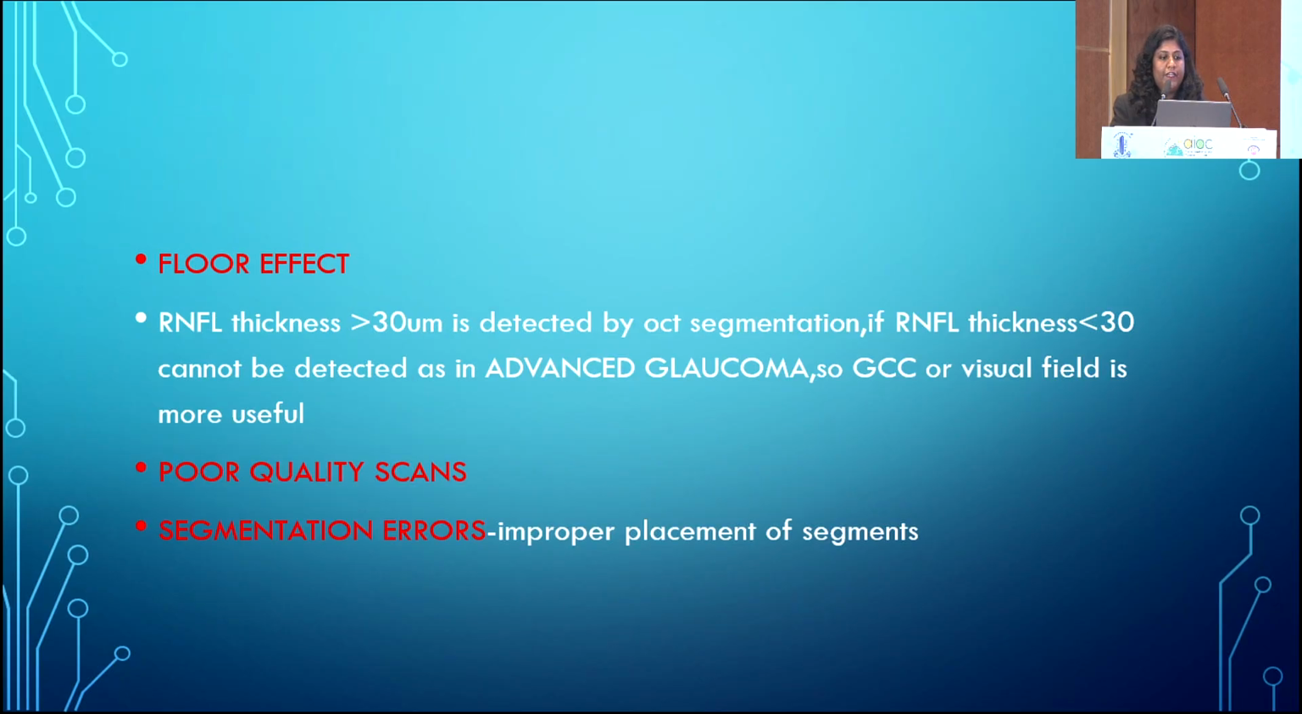What is the floor effect? RNFL thickness that is more than 30 micrometer is detected by OCT segmentation. If RNFL thickness is less than 30, it cannot be detected in advanced glaucoma. So GCC or visual field is more useful in these cases. And there is the poor quality of the scans and the segmentation errors, that is, improper placement of the segments.